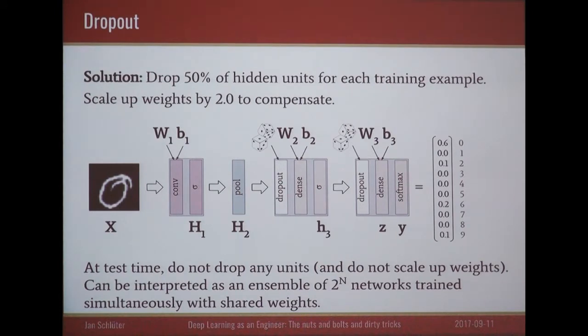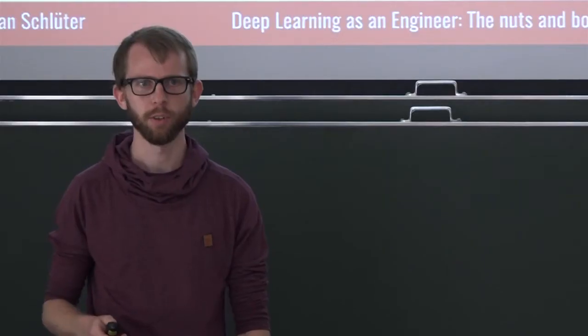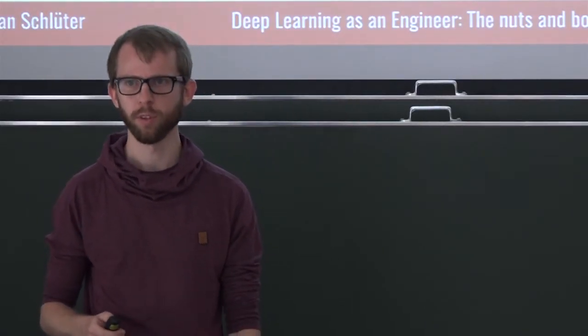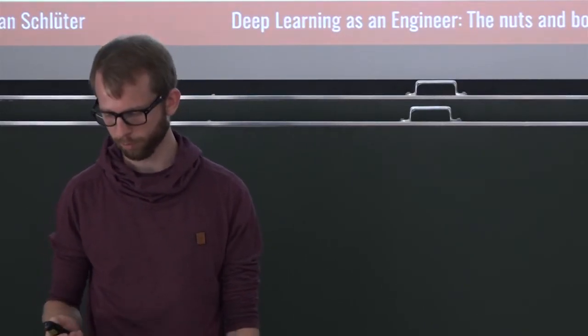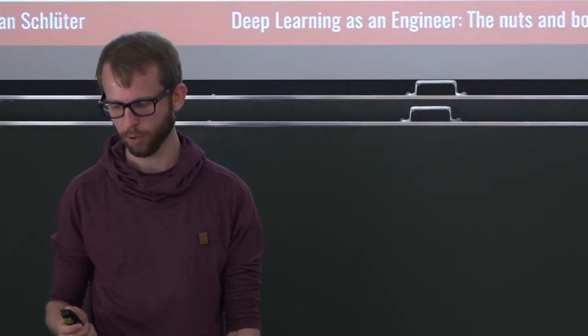And at test time, we don't do any dropout and also don't scale up the weights. And this can be interpreted as training an ensemble of 2 to the n networks, where n is the number of units that could be dropped, with some shared weights.